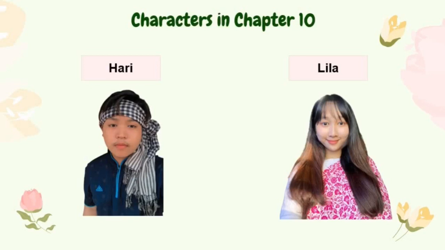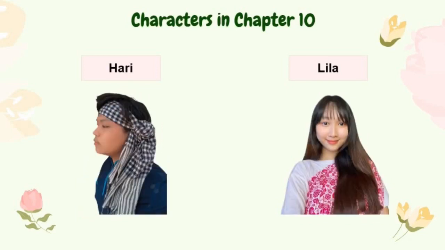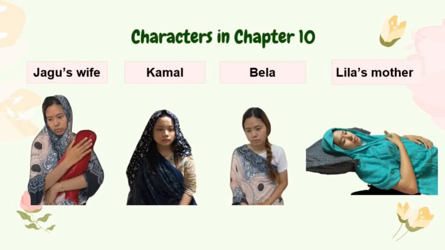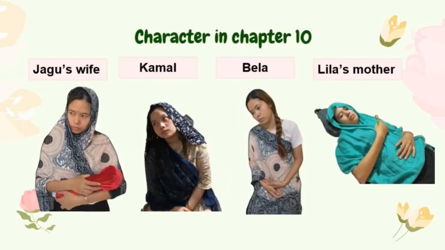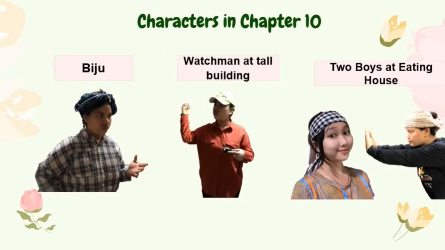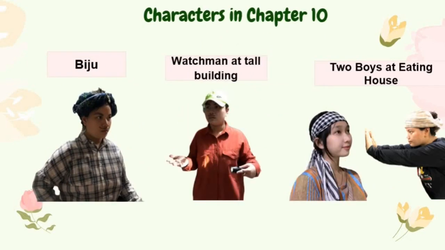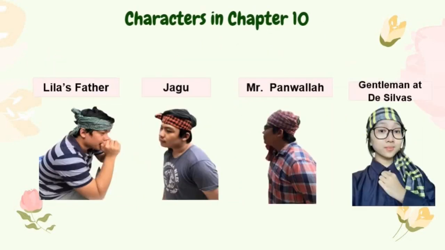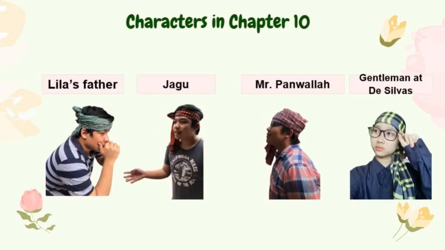Thank you, Laimi, and I'm going to be responsible for the next part. And here are our characters in Chapter 10, such as Harry and Laila, Jagu's wife, Kamal, Bella, and Laila's mother. Biju, the watchman at the tall building, and the 2 boys in the eating house. Laila's father, Jagu, Mr. Panwala, and the gentleman at the Silva.